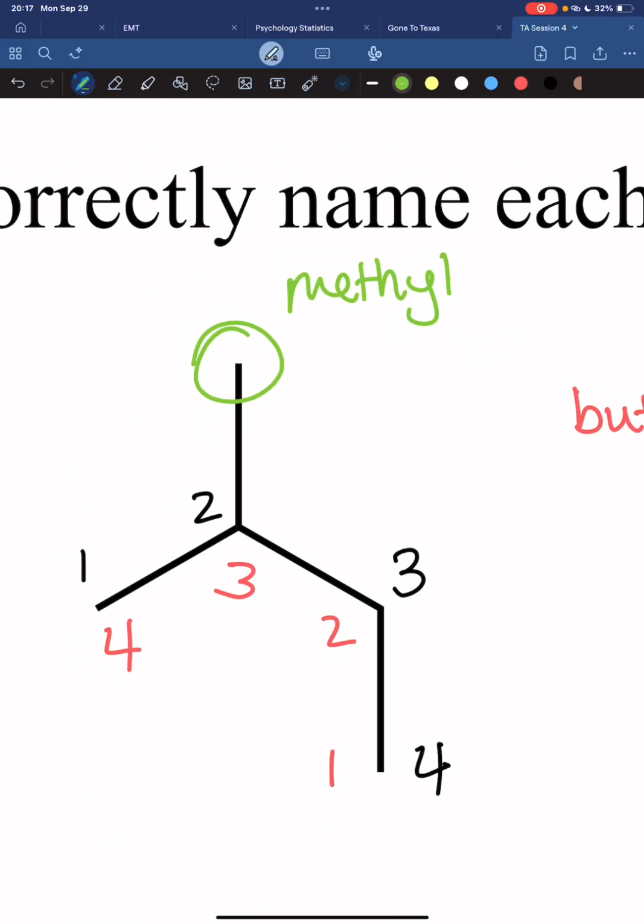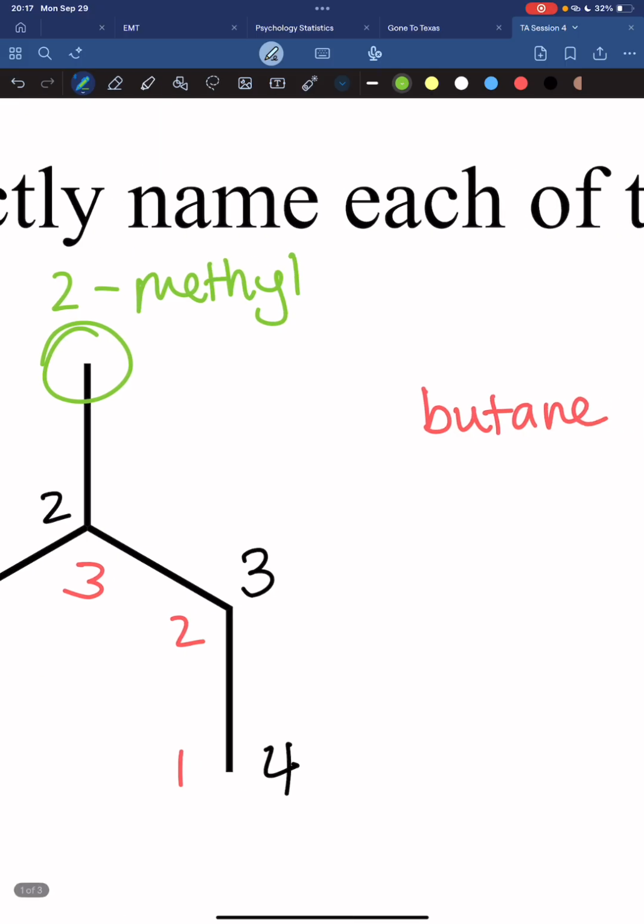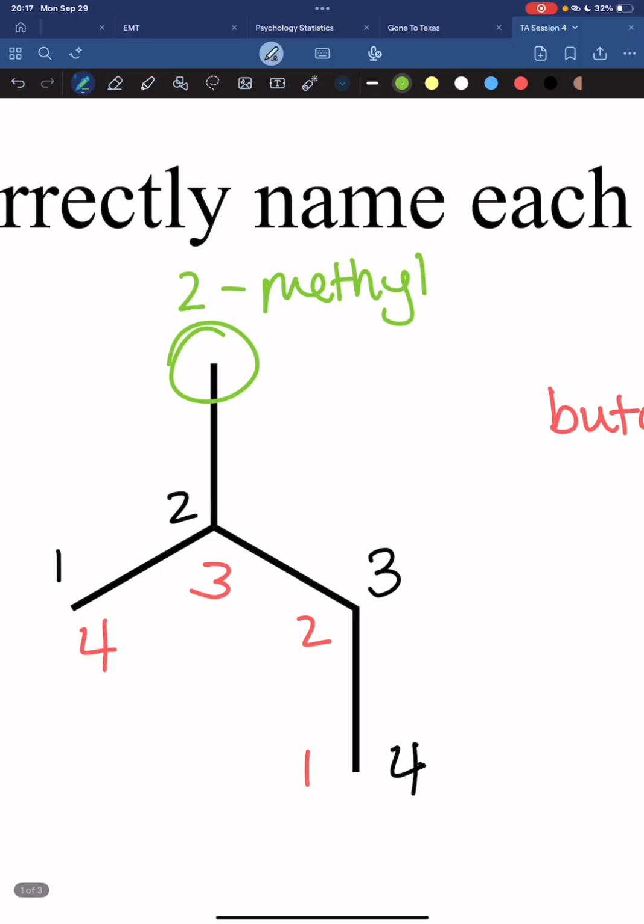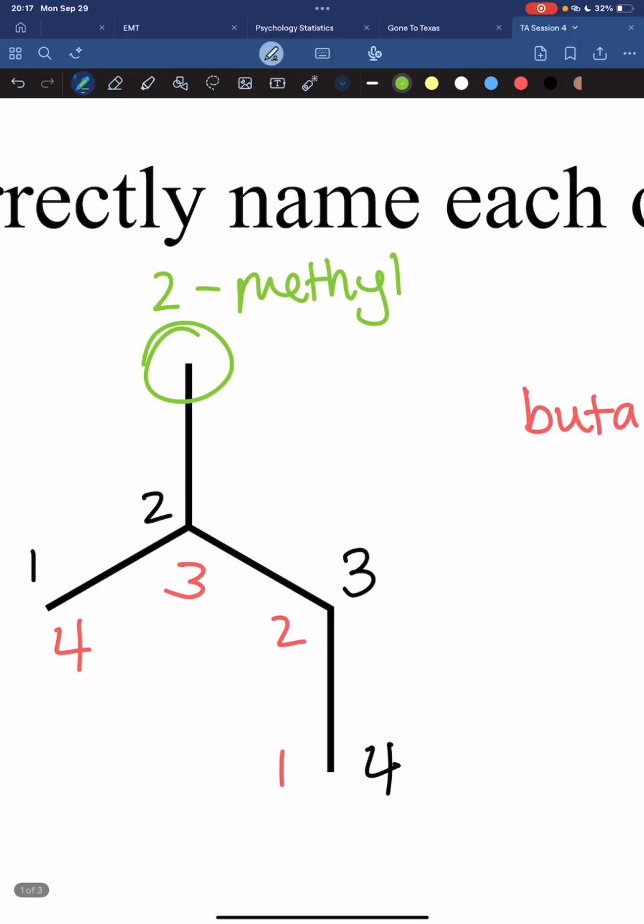So we want to go with the numbering scheme that gives us the smallest substituent numbers. And this is going to be the most important rule when we're naming alkanes: we want to keep the numbers associated with the substituents as low as we can. So this is going to be 2-methyl. This methyl group is on carbon 2.